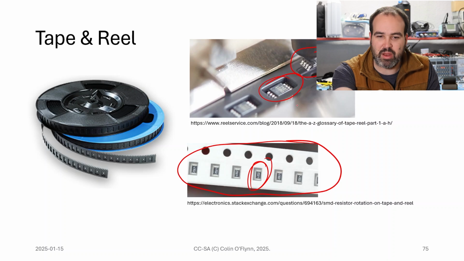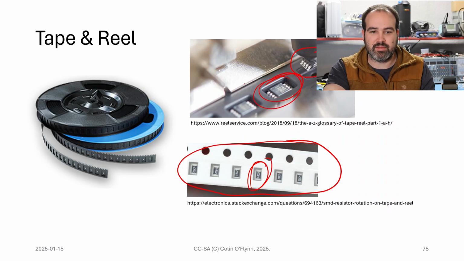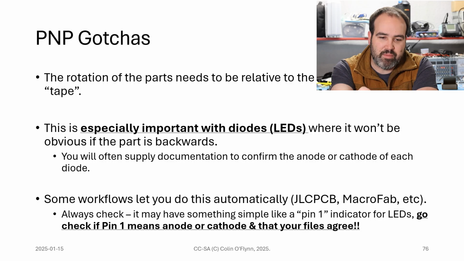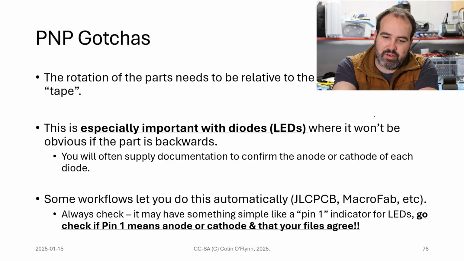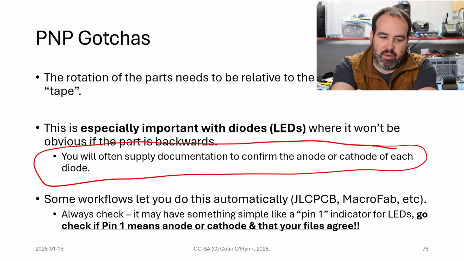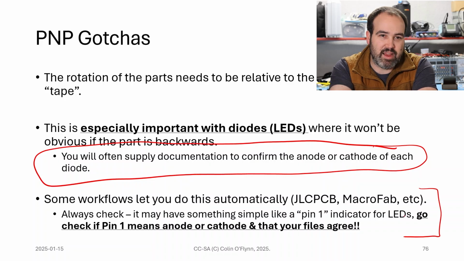the actual where pin 1 is located is much less standard. Somewhat standard, but in reality, they're not going to trust you. They're always going to check that. With LEDs or diodes, it's super important. It might not be obvious if the part is backward. You often have to tell them, here's what I'm using to indicate pin 1. Some workflows let you do this. Even with JLCPCB, they actually verify. So they say right on the website, ignore pin 1. We're going to go manually look at that.